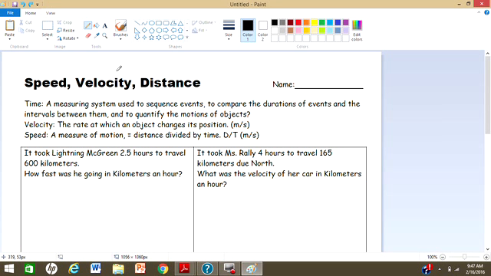So remember that in order to calculate speed or velocity, you need distance divided by time. So our formula for speed, a measure of motion, equals the distance divided by time, or V equals D over T. And we normally measure that in meters per second unless we're told to do otherwise in the problem. Velocity is the same formula. The only difference is that we also give along with the speed, which is the rate at which an object changes its position, a direction for it. So if they're asking for velocity, make sure that you include a direction.